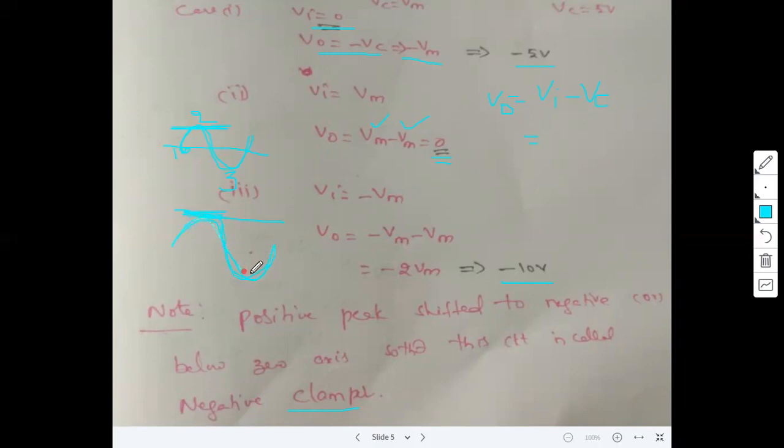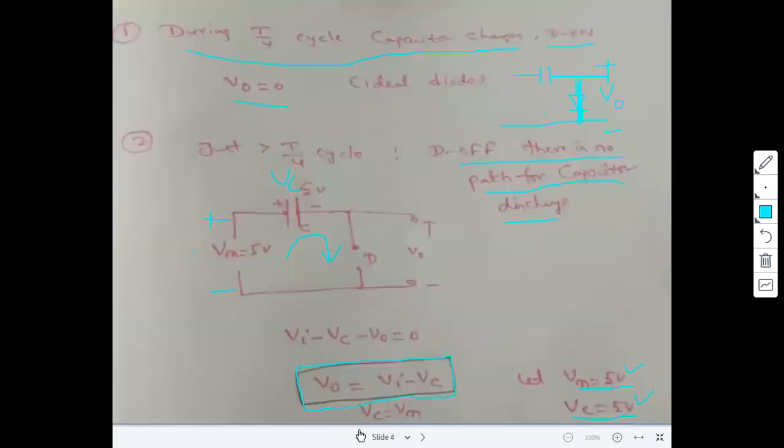Okay, negative clamper circuit. Remember this one. Negative clamper. Why is it called a negative clamper? Because the positive peak is shifted to below the zero axis. Now, coming to the waveform here.